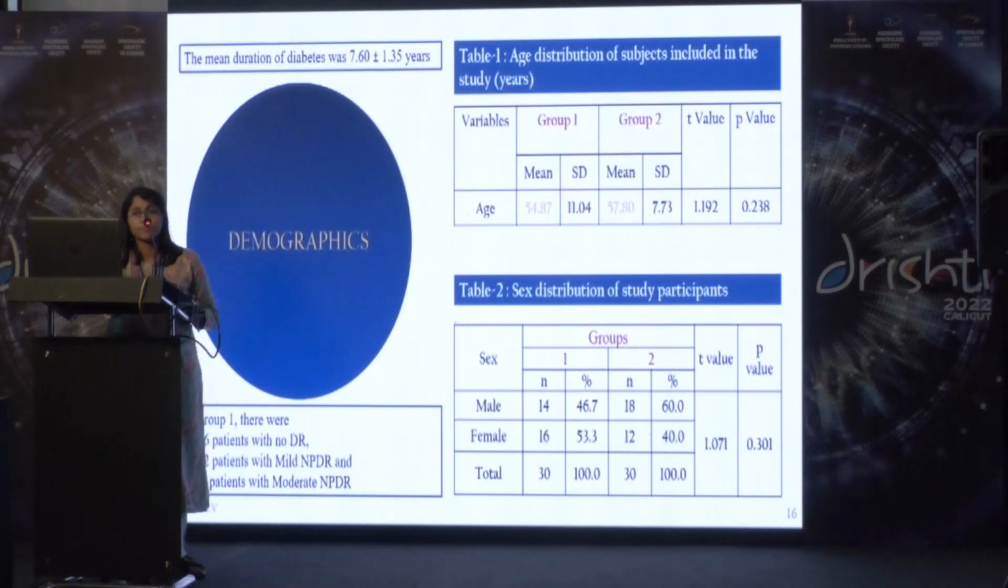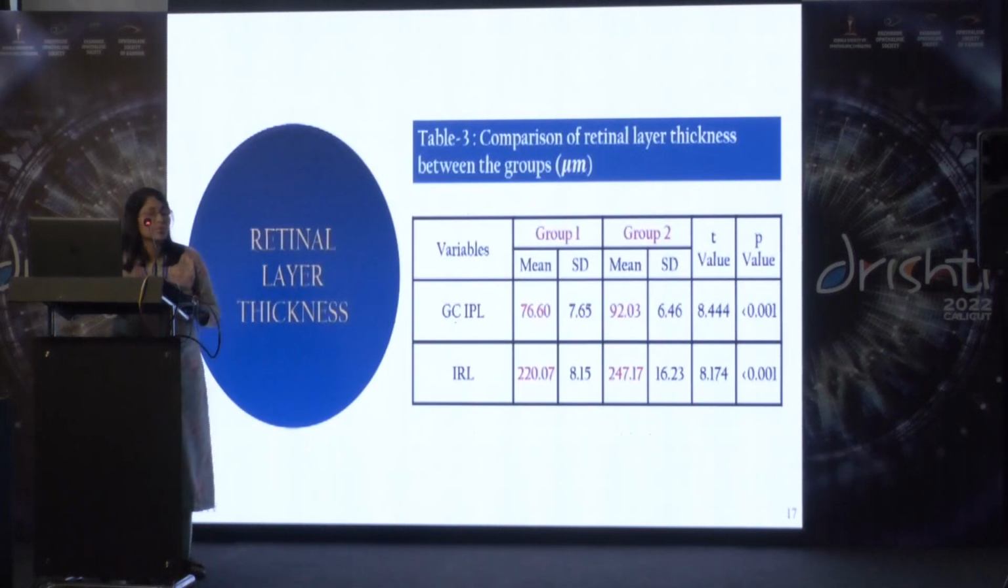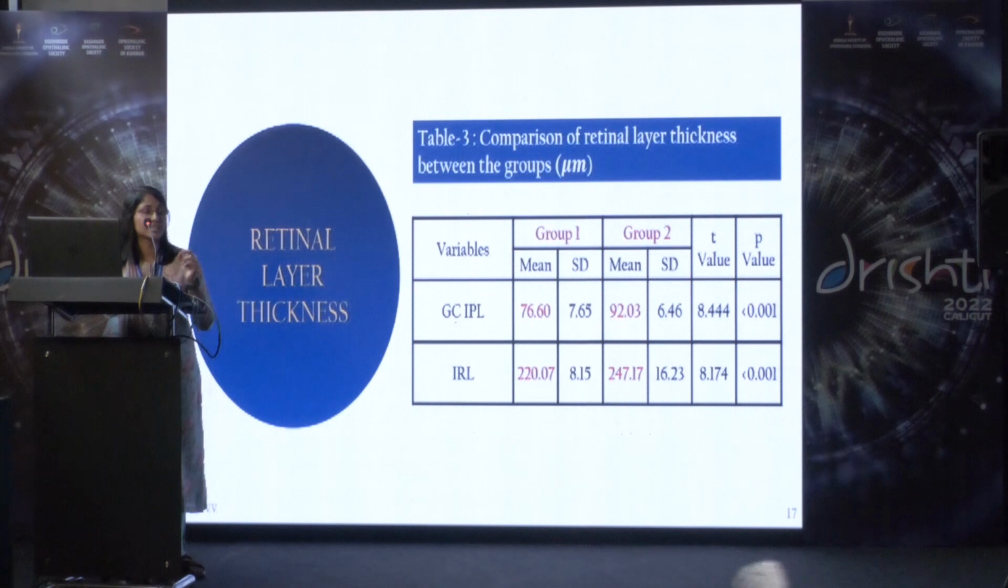Coming to the results, the demographics showed that age and gender were statistically comparable between the two groups, and the mean duration of diabetes was 7.6 years. In group 1, there were 16 patients with no diabetic retinopathy, 12 patients with mild NPDR, and 2 patients with moderate NPDR.